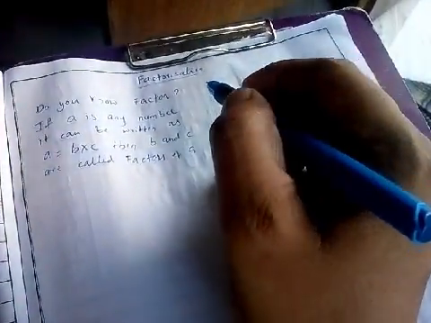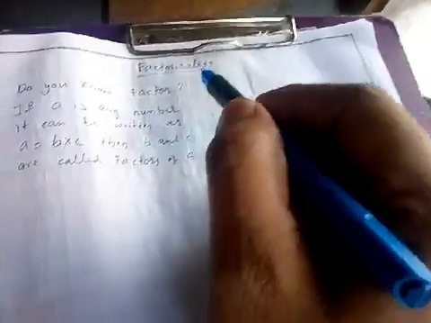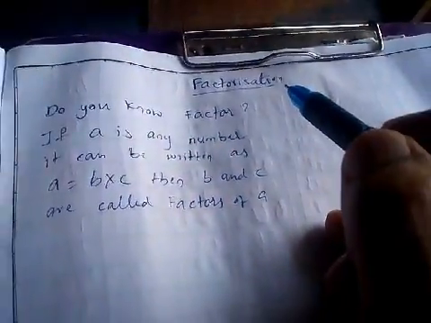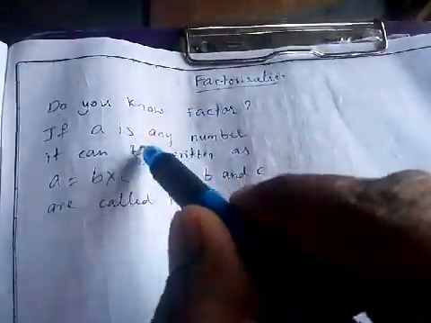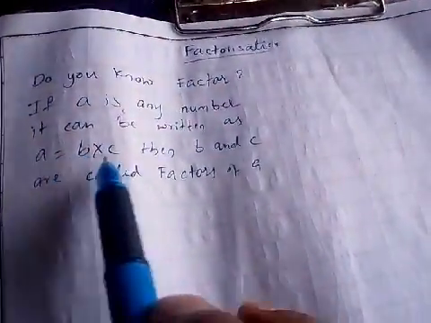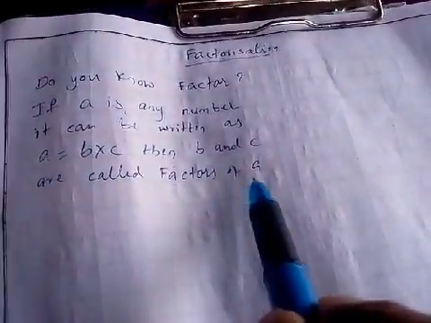Good morning, students. Today we are going to learn factorization. Do you know what is meant by factor? For example, if a is any number, it can be written as a equals b into c. Then b and c are called factors of a.